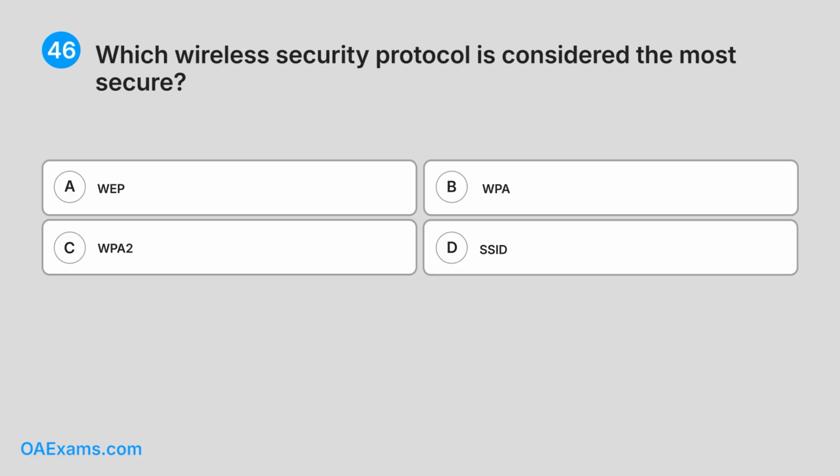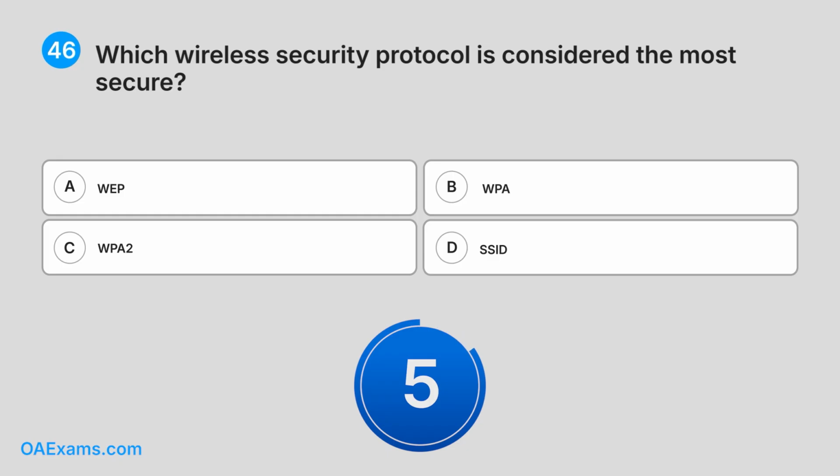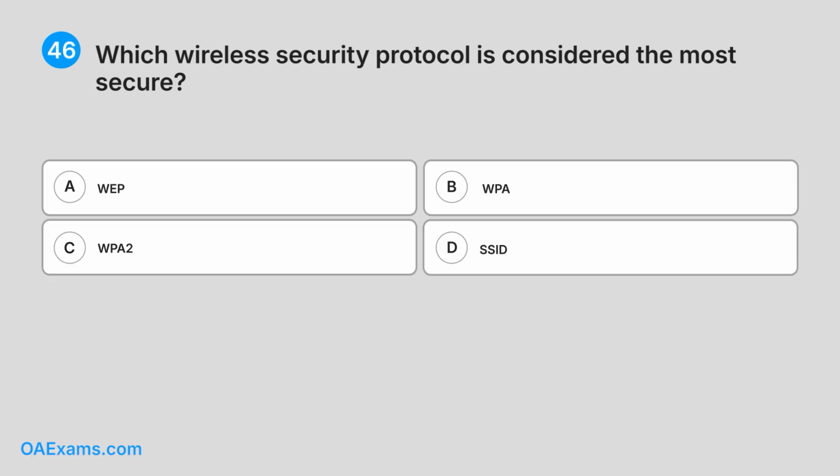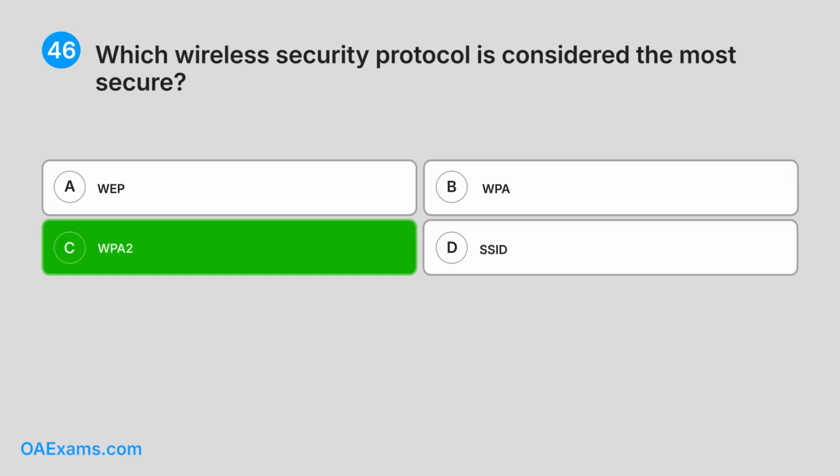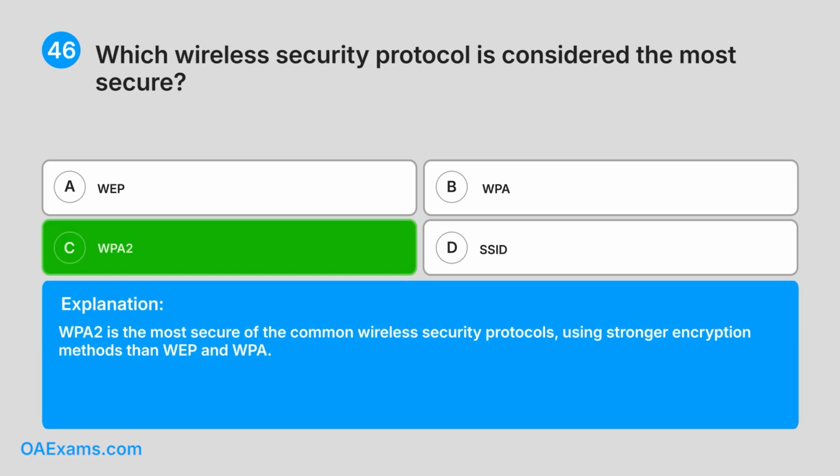46. Which wireless security protocol is considered the most secure? A. WEP. B. WPA. C. WPA2. D. SSID. What do you think is the answer? Correct answer: C. WPA2. Explanation: WPA2 is the most secure of the common wireless security protocols, using stronger encryption methods than WEP and WPA.